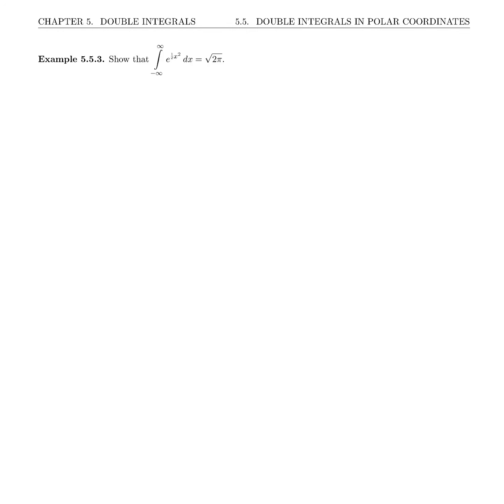In this video, we're going to do example 5.5.3, where we're asked to show that the integral from minus infinity to infinity of e to the minus 1/2 x squared dx is root 2 pi. (Oops, there's a minus sign missing.) So why do we want to look at this integral first of all?